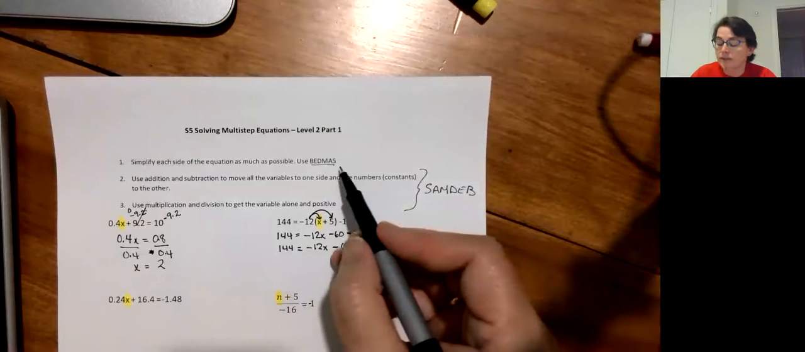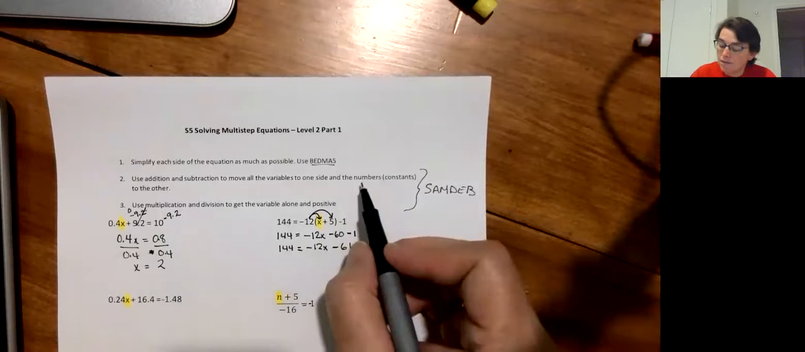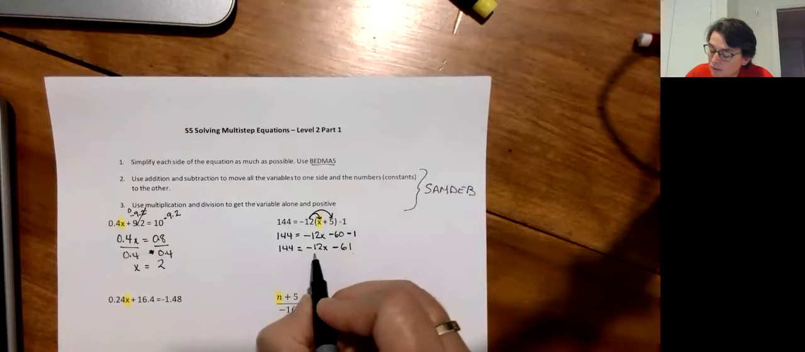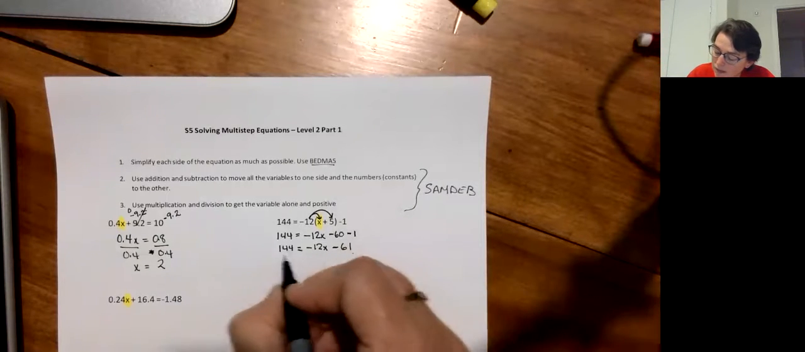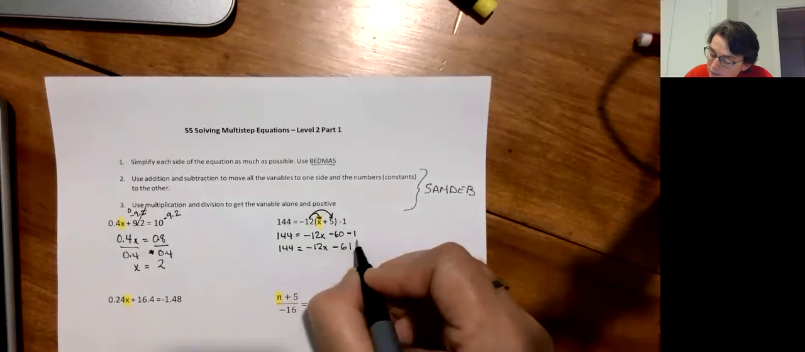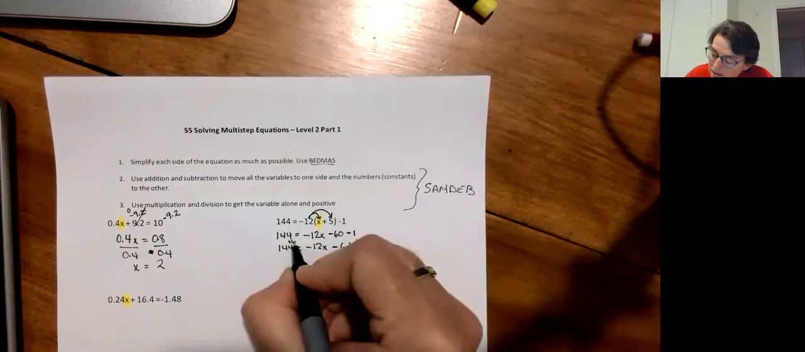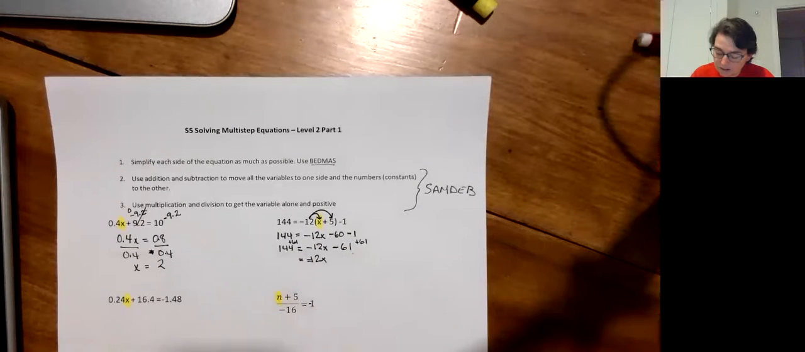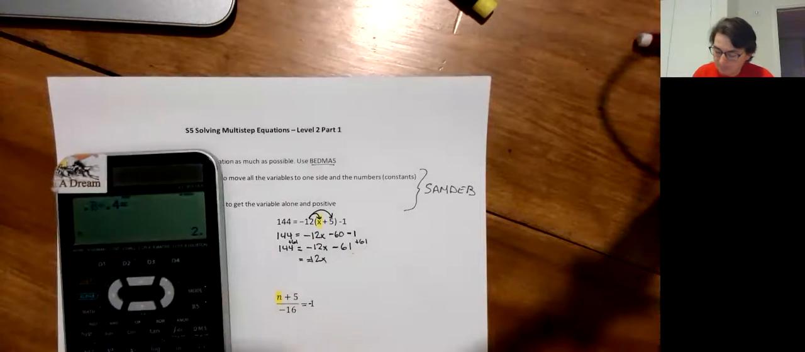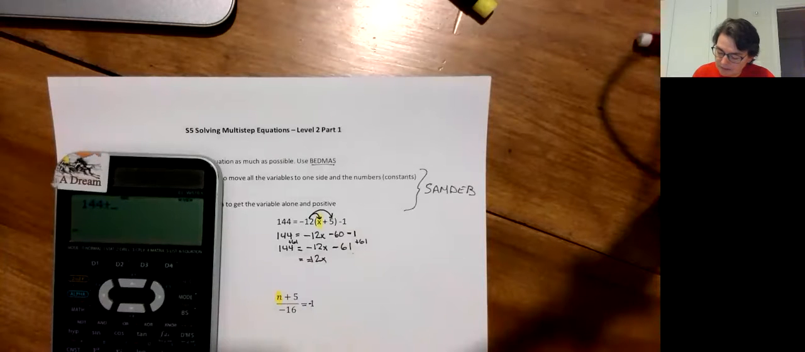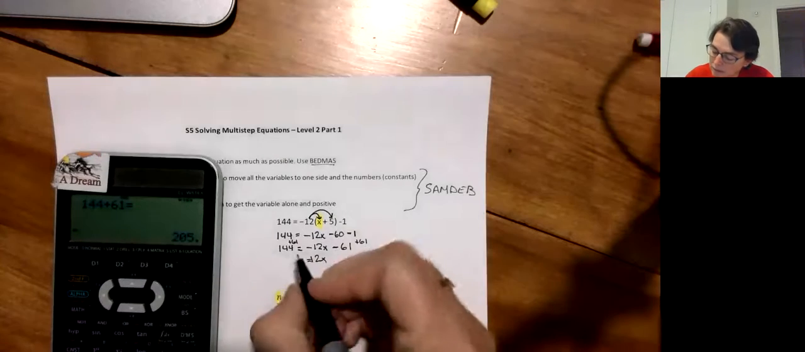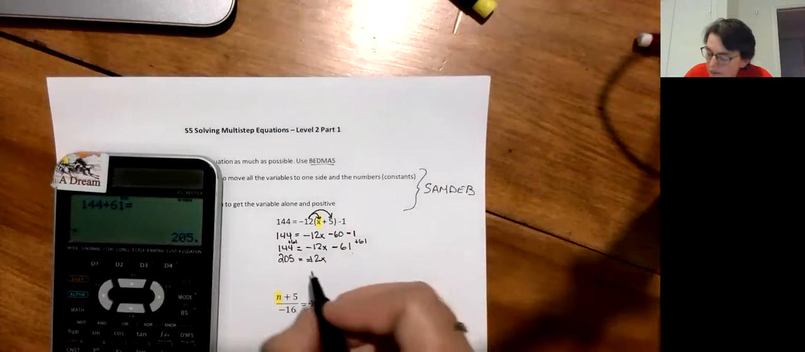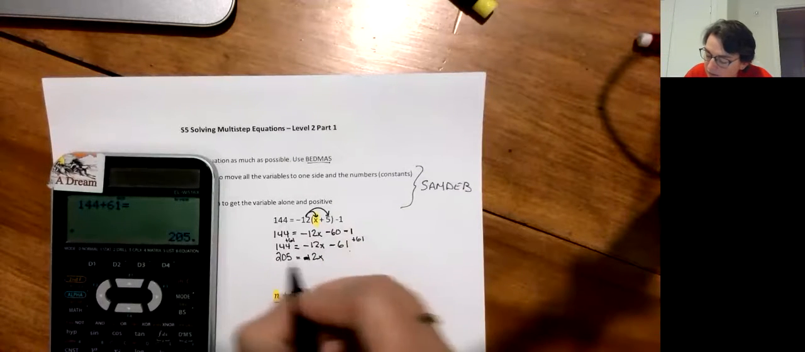So now it's time, I am done step 1. Now I want to move all my variables to one side and my numbers to the other. So my variable's already here, so I want to move this 61 over here with the other number. So plus 61, minus 12x. Now 144 plus 61 should be about 205. Oh, I made a mistake. That should be negative. I got 2 equal signs. Oh, that's awful.